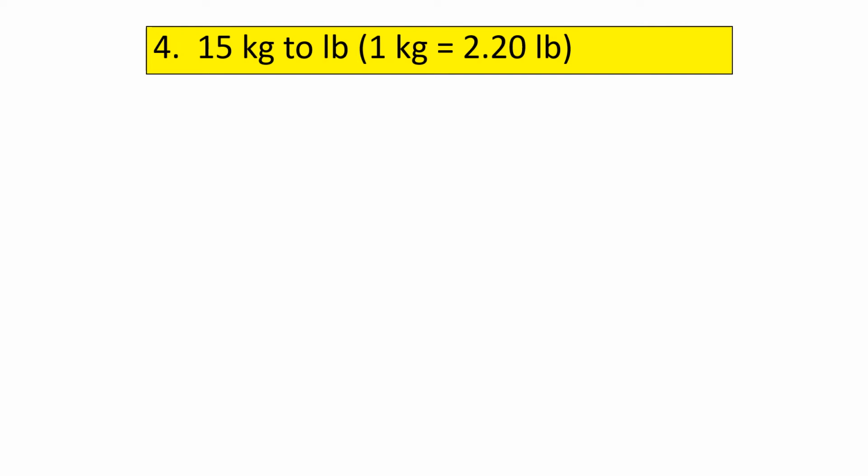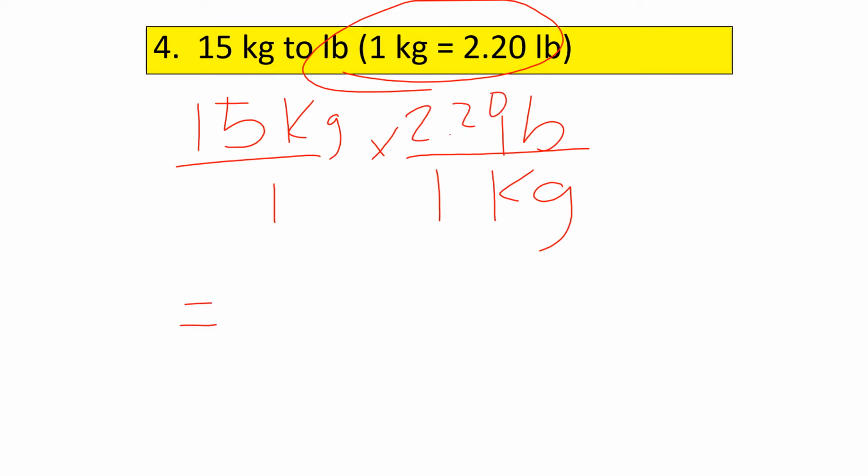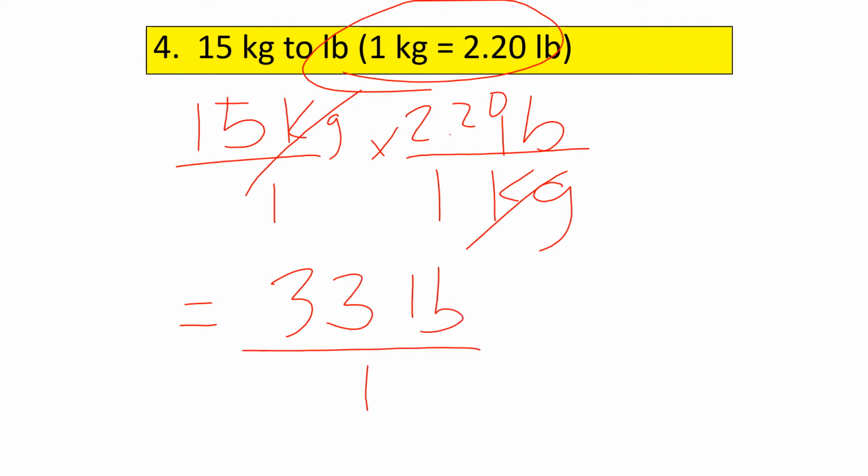Let's take a look at this one. This is a metric to English conversion. 15 kilograms, write your conversion factor. Kilograms goes in the bottom, pounds goes in the top. It tells us in the conversion factor, the 1 will go next to the kilogram, and the 2.2 will go next to the pounds. So here, 15 kilograms will cancel with the kilograms in the bottom. Multiply the numerators together. 15 times 2.2 gives you 33 pounds, and in the bottom you end up with 1.